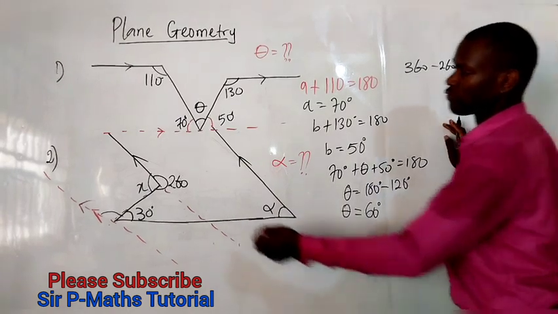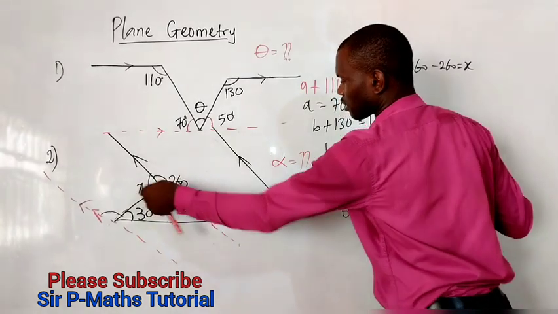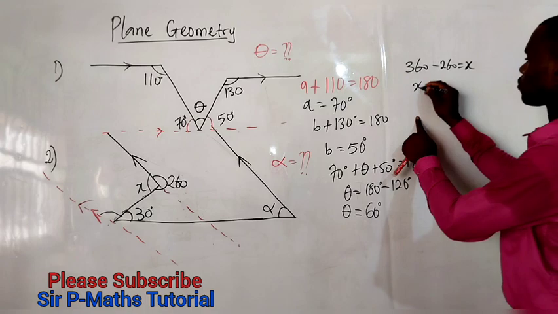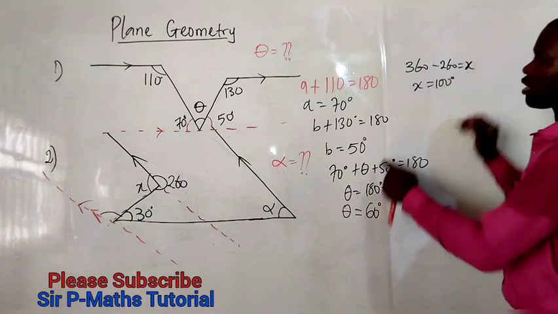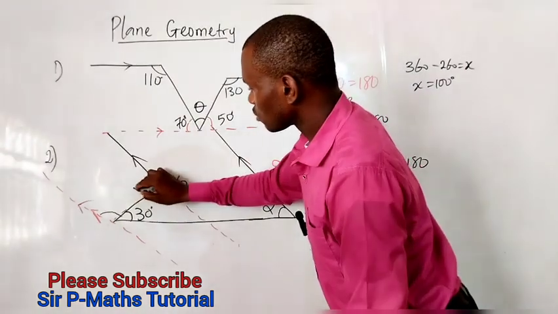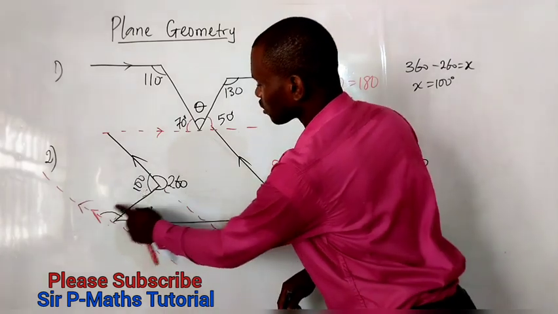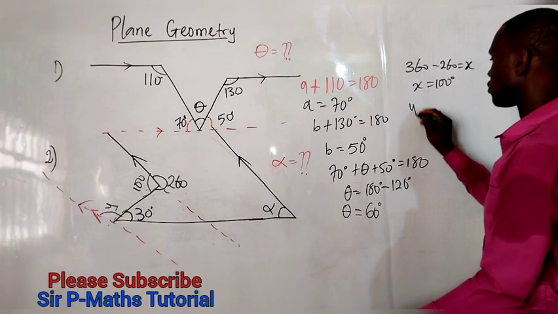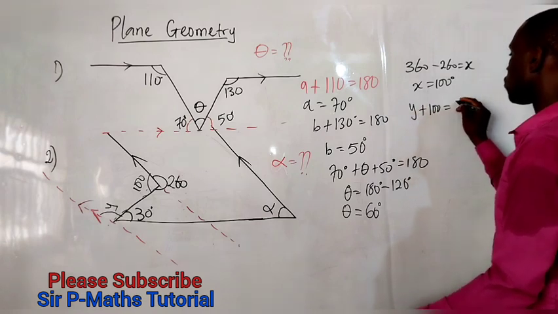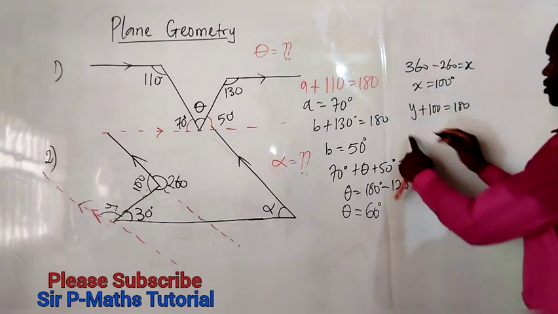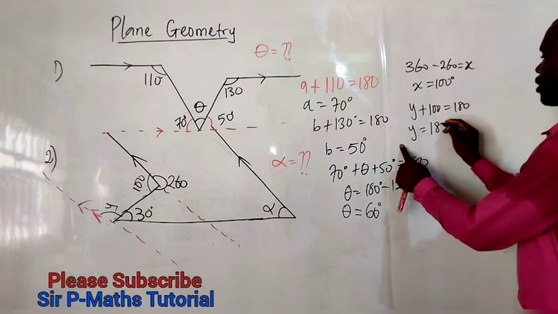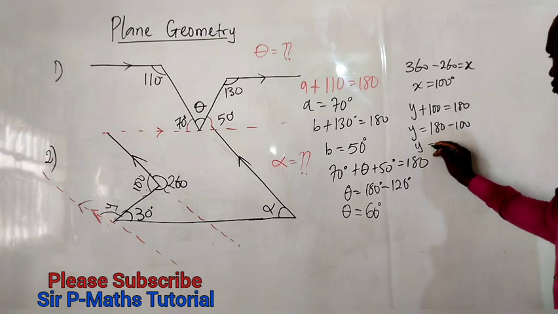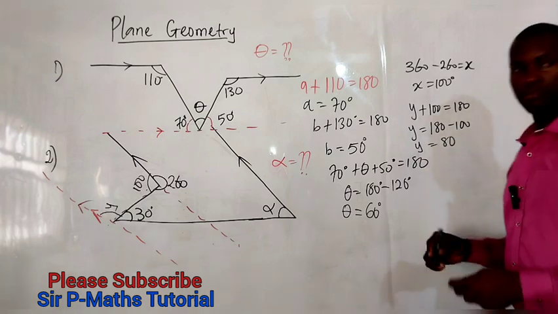The reason is because of angle at a point. When you get angle around a circle, we obtain 360. That means my x will be equal to 100. X is 100 degrees. So having found here as 100 degrees, we can find here, label it y. So to get my y, I'll simply say y plus 100 will give me 180. That means y will be equal to 180 minus 100. I've got y as 80 degrees.